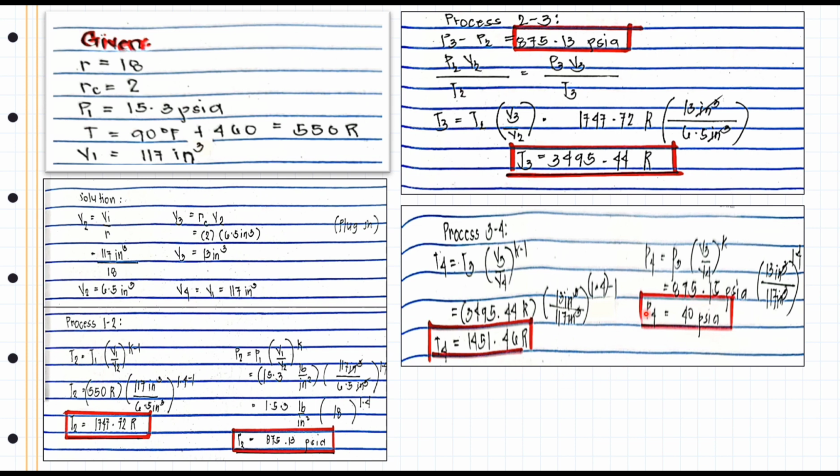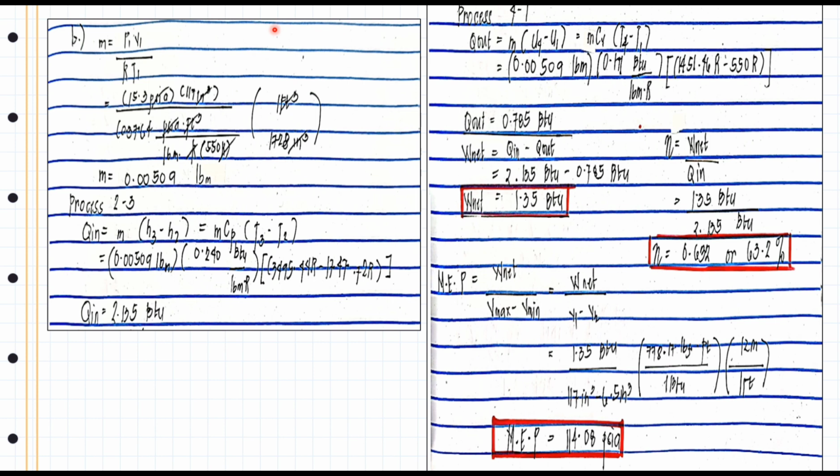And next, for our pressure 4 or P4, we are going to use this formula: P4 is equal to P3 times V3 over V4 raised to k. So we have 875.15 psia times 13 cubic inches over 117 cubic inches raised to 1.4. So our P4 is equal to 40 psia.